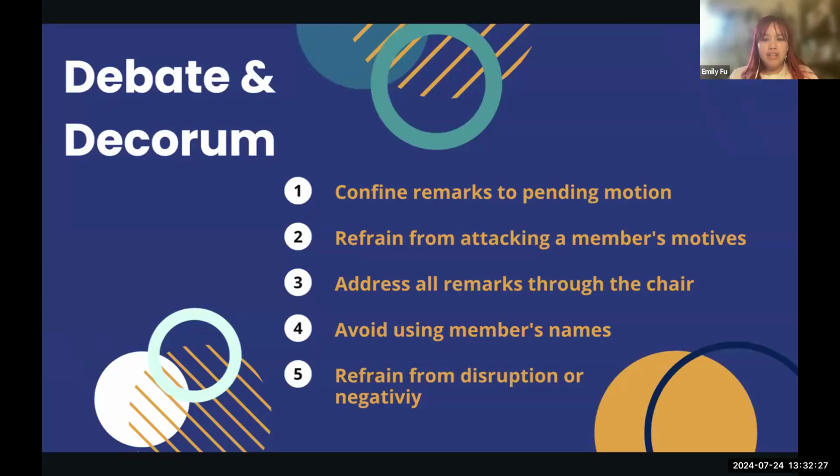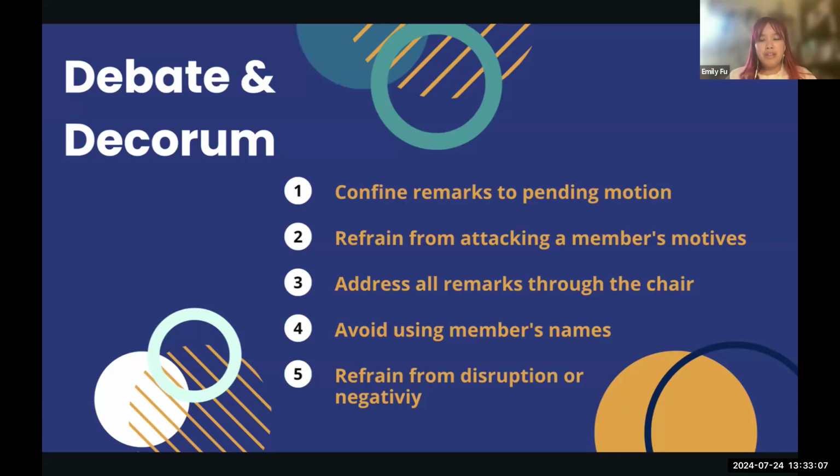For debate and decorum, one, confine remarks to a pending motion. Two, do not attack another member for their motives or their opinion on something. Three, make sure that all your questions and concerns are addressed through the chair. So make sure that you're not looking at another board member when you're debating. Make sure to look at the chair. We just want to make sure that other board members don't feel attacked or uncomfortable, and refrain from using board members' names.